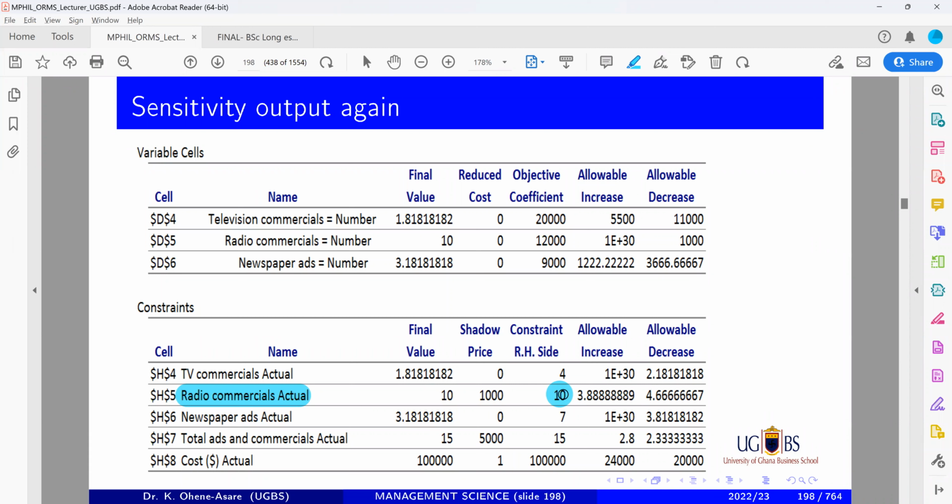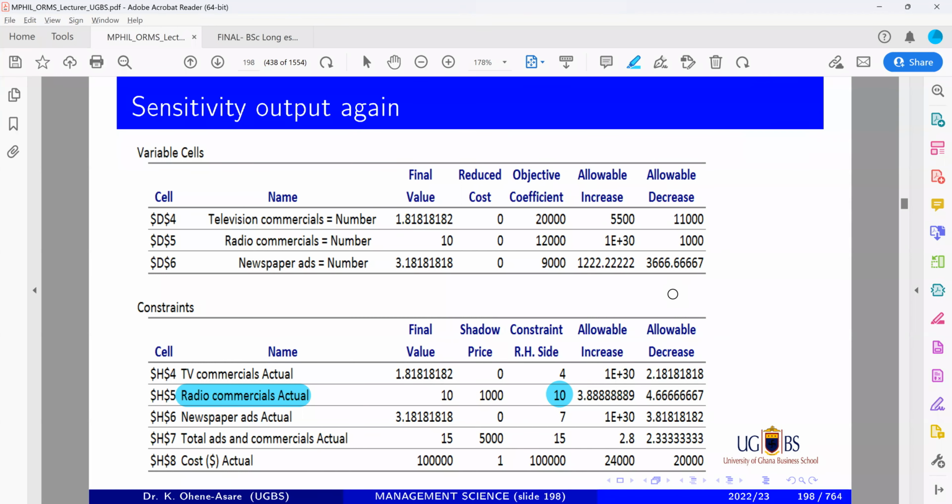Kwesi? Yes, sir. For each unit increase, it would also increase by 1,000. The audience would increase by 1,000. What if they raise the radio commercial by 10? So that would be the shadow price times 10, which will be 10,000. Excellent. Very good. You understand. And I love it when you understand.